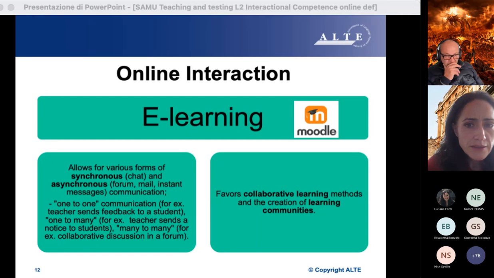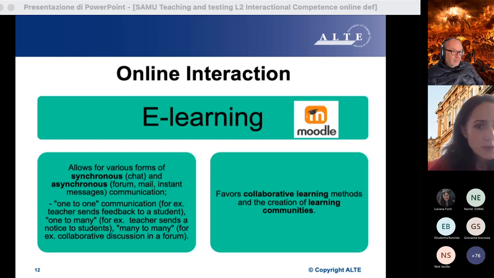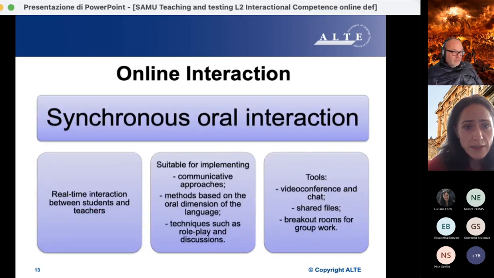The written interaction that characterizes e-learning environments has been extensively studied since the 1990s. An e-learning system consists of, as you will know, a virtual learning environment created through a platform that is a specific software within which it is possible to provide training, manage, monitor the learning path, and access a series of tools for communication, such as a forum or the chat. E-learning allows for various forms of synchronous and asynchronous communication: one-to-one, one-to-many, and many-to-many. Thanks to these characteristics, e-learning favors collaborative learning methods and the creation of learning communities.